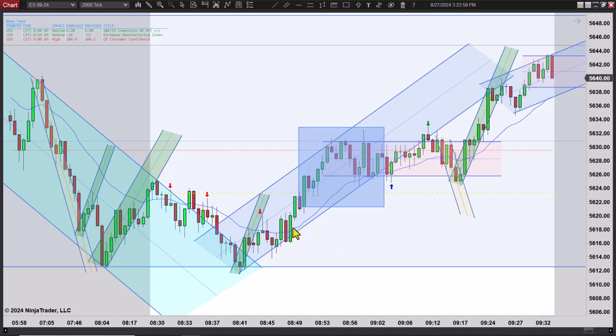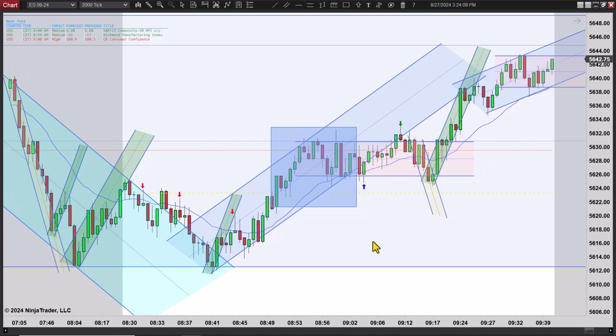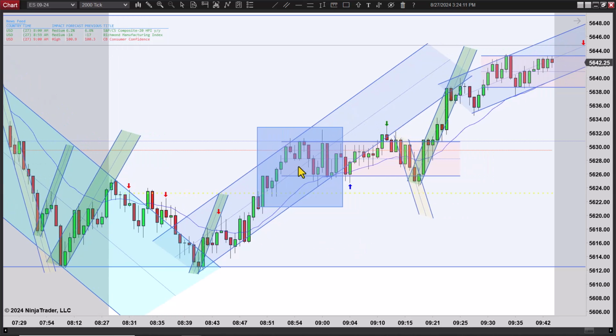I don't see any reason to go long. There is a second entry long here, and notice the new high. Actually, no, I take that back because we did make a new high right there. So skip that. This runs us into the news item.